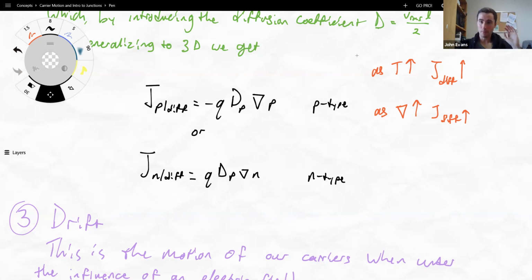So we have Brownian motion, which is motion due to thermal energy, and it's completely random. We have diffusion, which is motion due to carrier concentrations or concentration gradients, and is not random, it's directional. And then we have drift, which is carrier motion due to the influence of an electric field, and that is also directional.